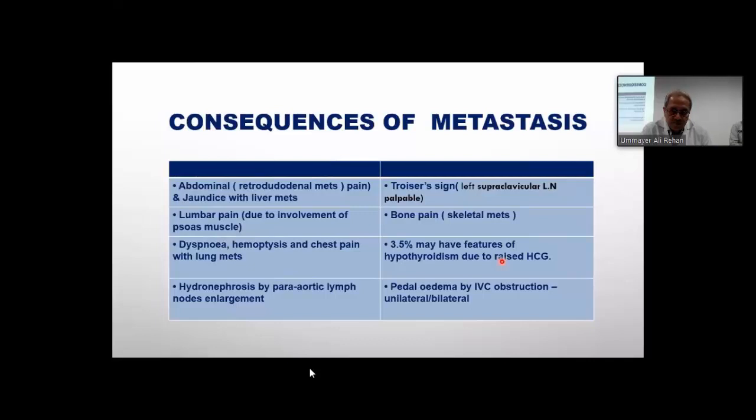Consequences of metastasis. Abdominal or retroduodenal mets: pain and jaundice with liver mets, lumbar pain due to involvement of psoas muscle, dyspnea, hemoptysis, and chest pain with lung mets, hydronephrosis by para-aortic node enlargement, Troisier's sign when the left supraclavicular lymph node is palpable, bone pain in skeletal mets. 3.5% of the cases may have features of hypothyroidism due to raised HCG. Pedal edema by inferior vena cava obstruction, which could be unilateral or bilateral.